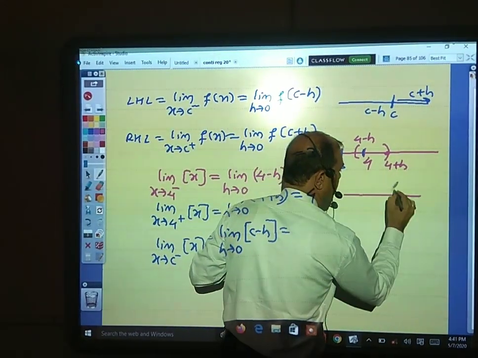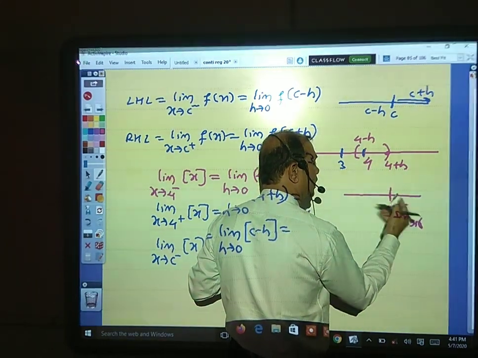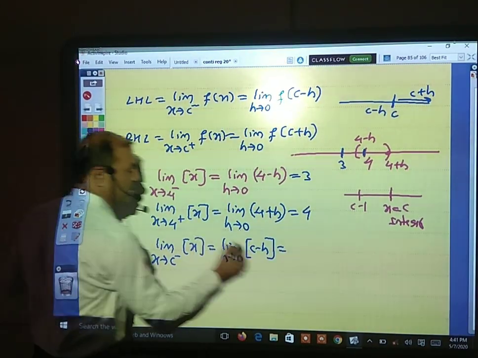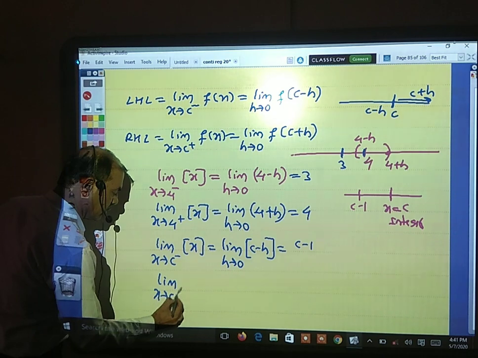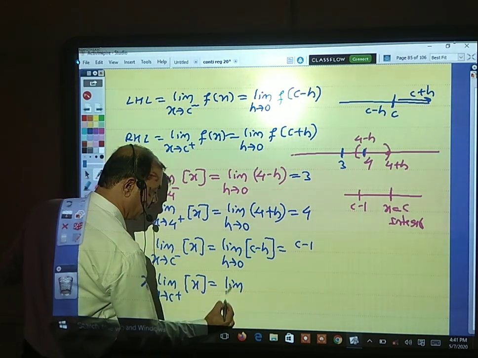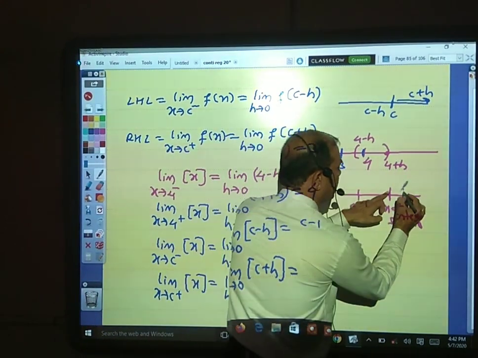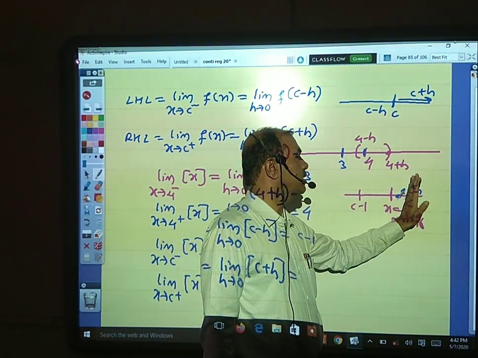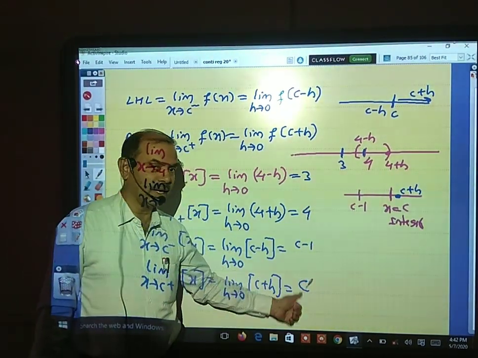Okay, suppose x equal to c. Remember, it is an integer. The integer which is to the left side of c is c minus h. So the left hand limit is always c minus 1. And to the right side, limit x tends to c plus of greatest integer x, that is limit h tends to 0 of c plus h. Okay, now c plus h is here somewhere. What is the greatest integer which is less than c plus h? It is c. So left hand limit is c minus 1, right hand limit is c.